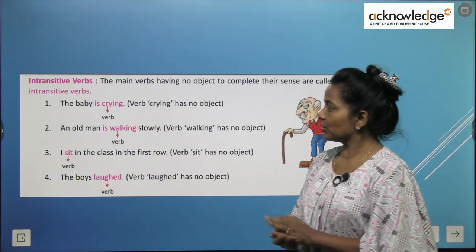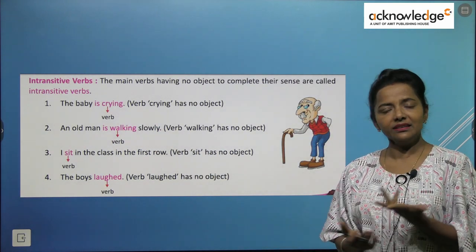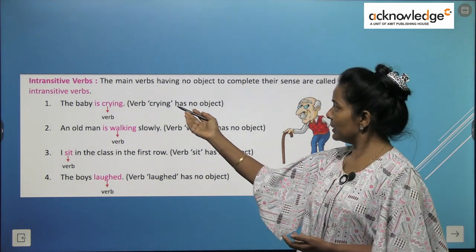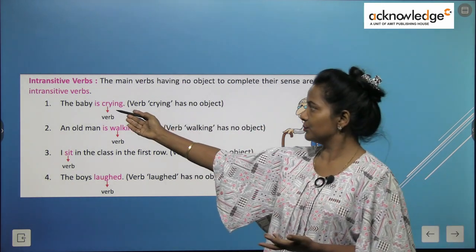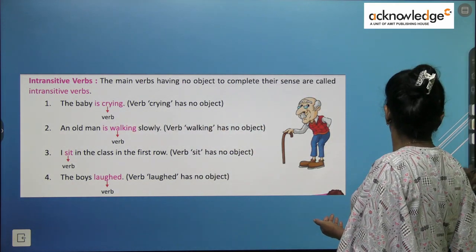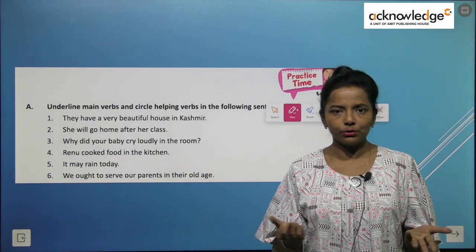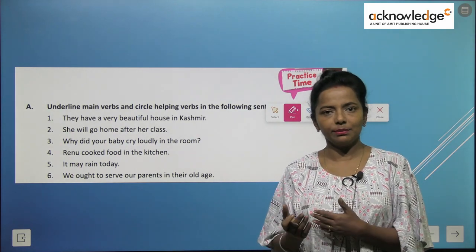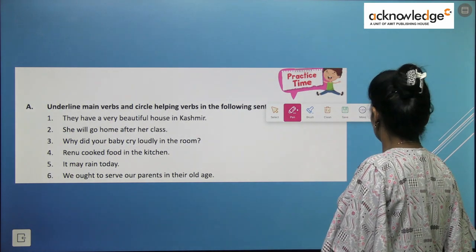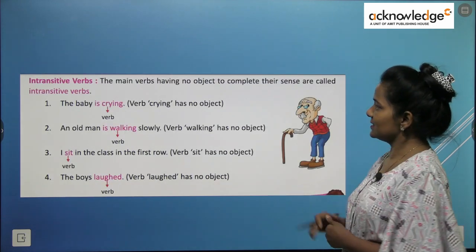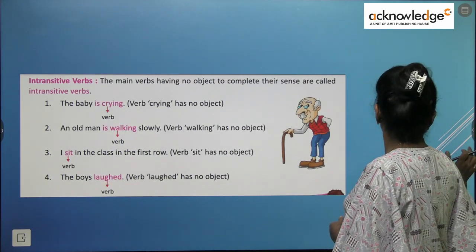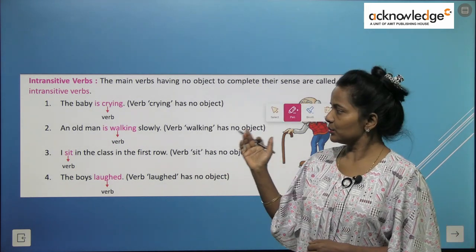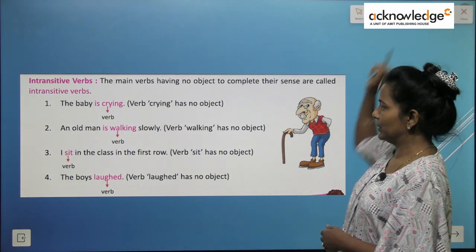The baby is crying. Yes, this is a complete sentence. Baby रो रहा है. तो verb crying has no object. अब हमें इस verb के साथ कोई object नहीं add करना पड़ा ना. हमें तो add नहीं करना पड़ा कोई और object, क्योंकि इसका sense वैसे ही complete हो रहा है. Meaning वैसे ही complete हो रहा है. So this is intransitive. जहाँ हमें verb के साथ कोई भी ऑब्जेक्ट ऐड नहीं करना पड़ रहा है, उसे हम कहेंगे intransitive verbs.